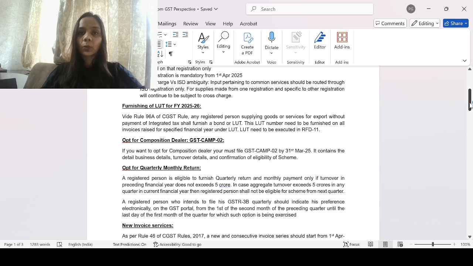Next is opting for quarterly returns with monthly payment. If you want to opt for quarterly return and monthly GST payment, you can do so if your turnover did not exceed 5 crore in the previous financial year. This option should be exercised by 31st March to avoid any ambiguity from 1st April 25. Hence, we should opt for it by 31st March.